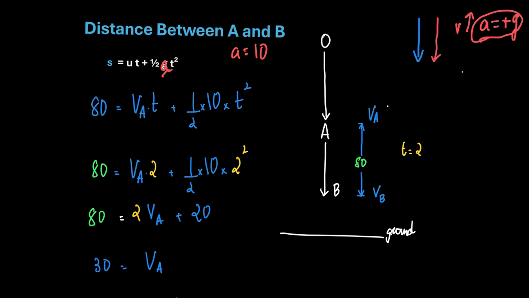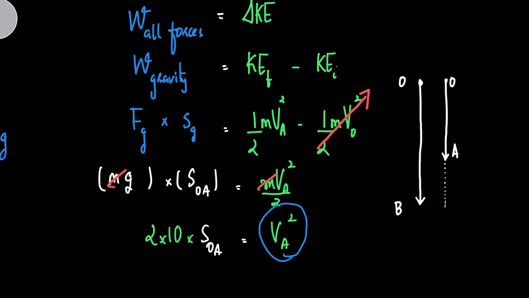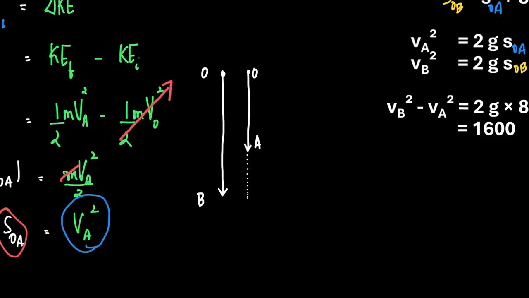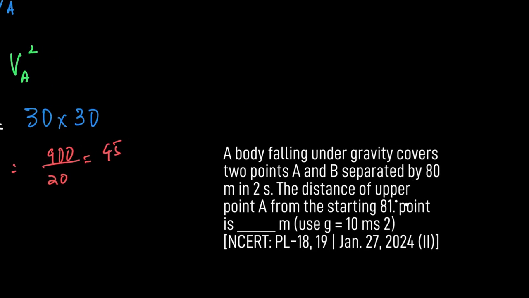Now, what happens when we get VA? We have a relationship here: 2 into 10 into SOA is VA square. Therefore, we can now evaluate SOA. If VA is 30, VA square would be 30 into 30. So SOA will be 30 into 30 by 20, which is 900 by 20, giving us 45. And therefore the answer is, the distance of the upper point is 45 meters.